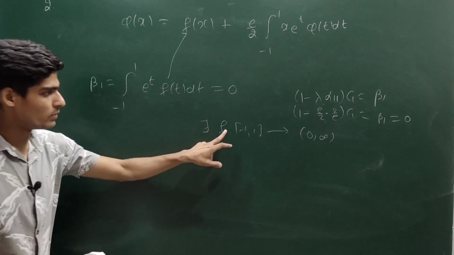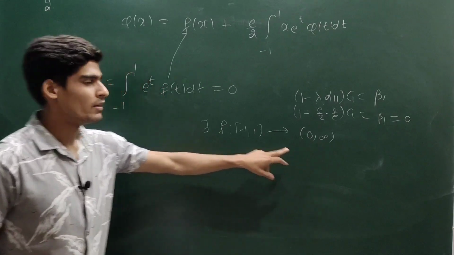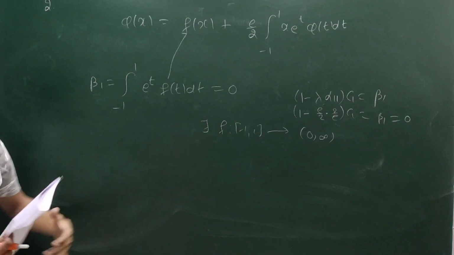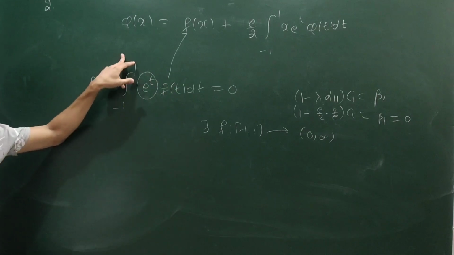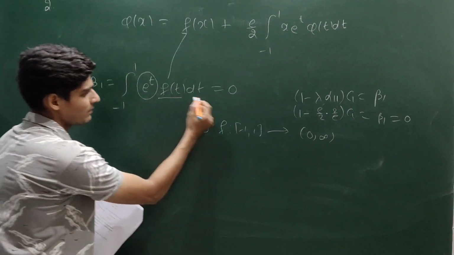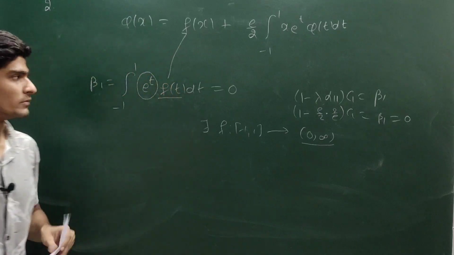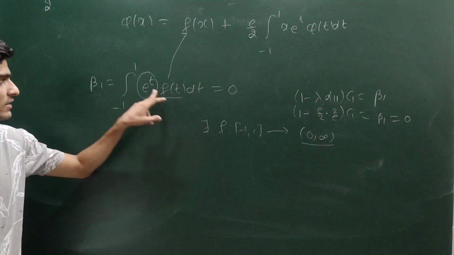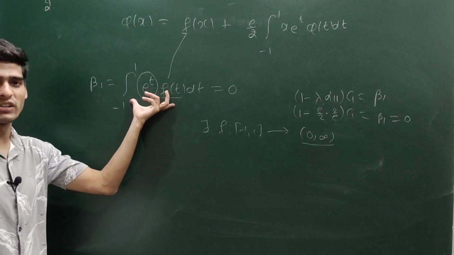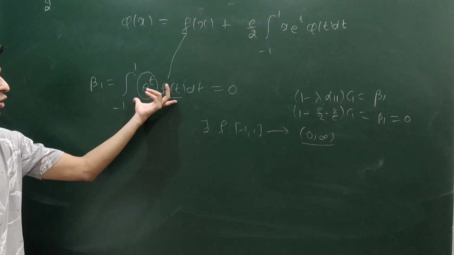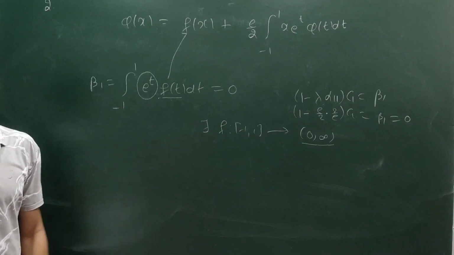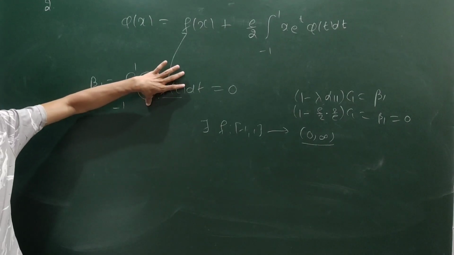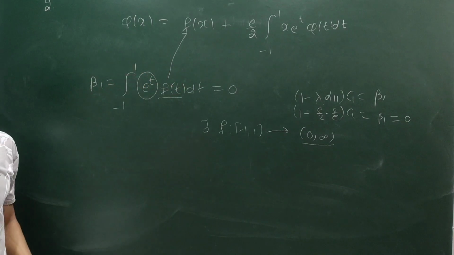If I choose my function to be defined from this interval to this interval, can I have this part as 0? See, this e power t is a positive function on this minus 1 to 1 interval. This f(t) is a positive function. This f(t) is a continuous function. This e power t is continuous. The product of two continuous functions is again continuous, and a continuous function is always Riemann integrable over a closed and bounded interval. So this part is Riemann integrable.